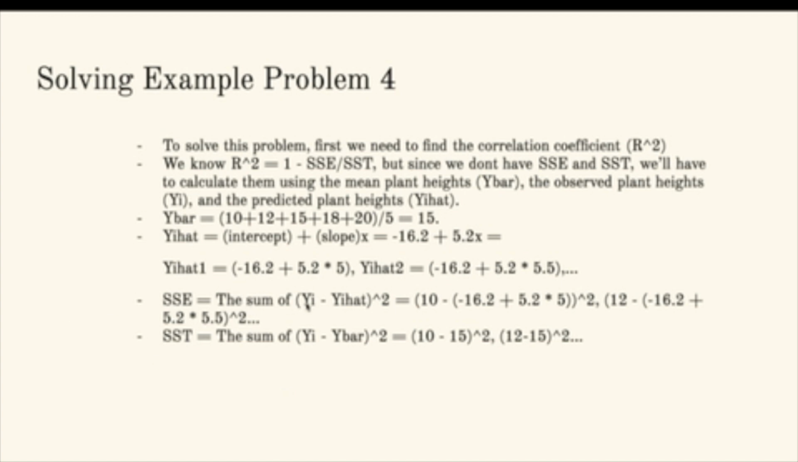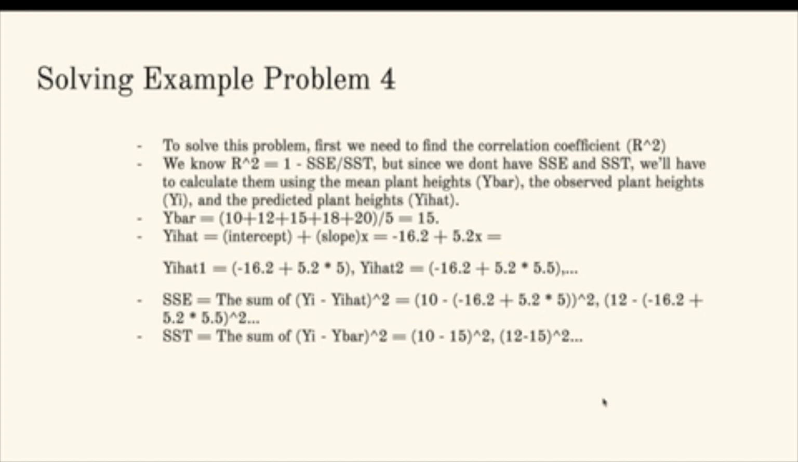We are going to sum those up. So we have 10 minus (negative 16.2 plus 5.2 times 5) squared, plus 12 minus (negative 16.2 plus 5.2 times 5.5) squared, etc. SST is the sum of yi minus y bar squared, and we're going to do the same process: 10 minus 15 squared, 12 minus 15 squared, etc. We sum those and then divide by the number of values we have, which in this case is 5.